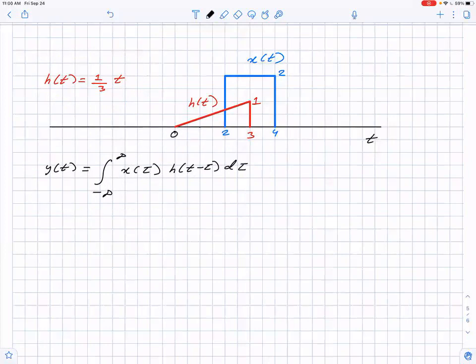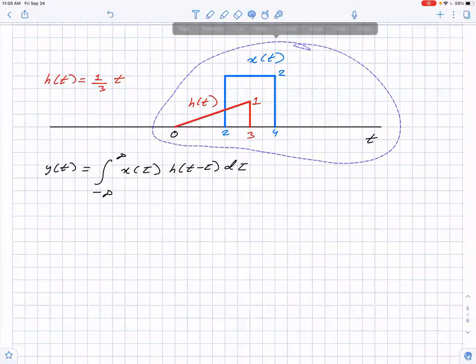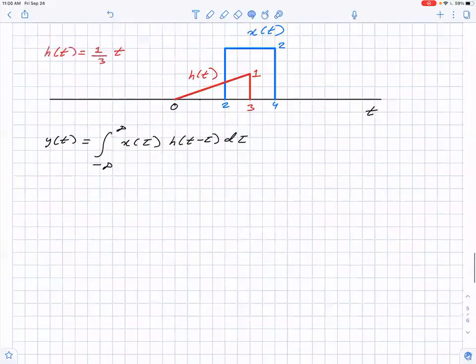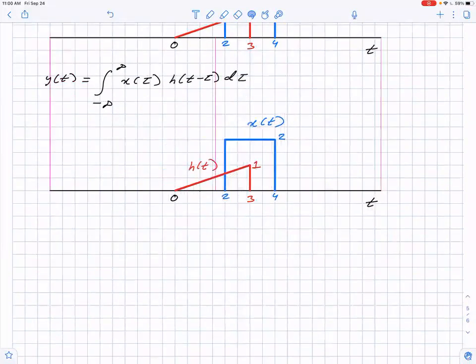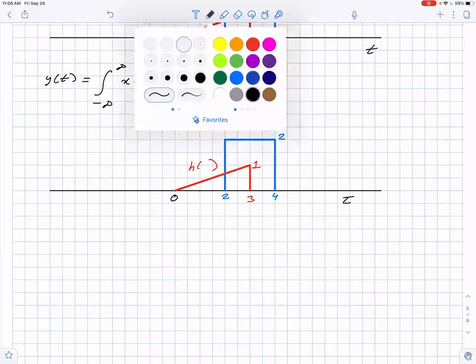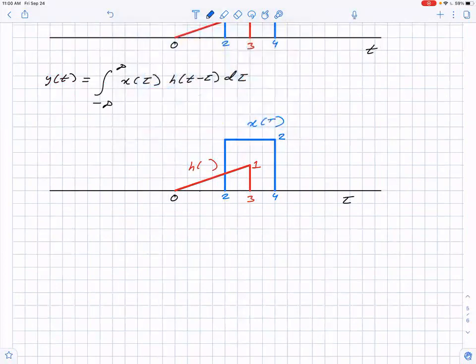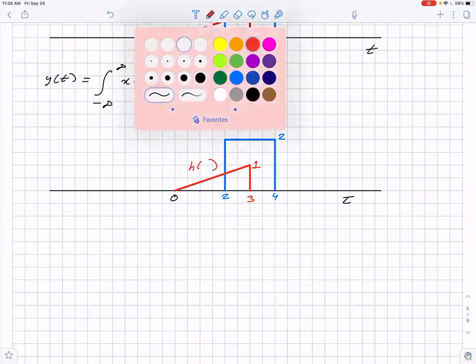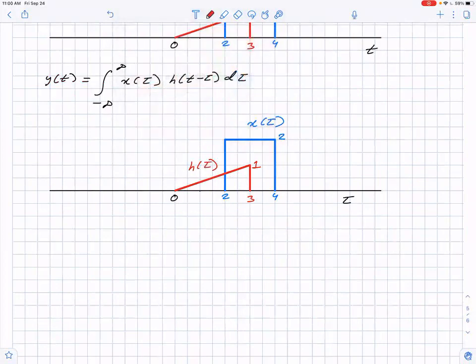And the first step in convolution is replace the variable t by tau. So what we're going to do is draw a similar graph, but we're going to replace all t's by taus. So that's the first step.